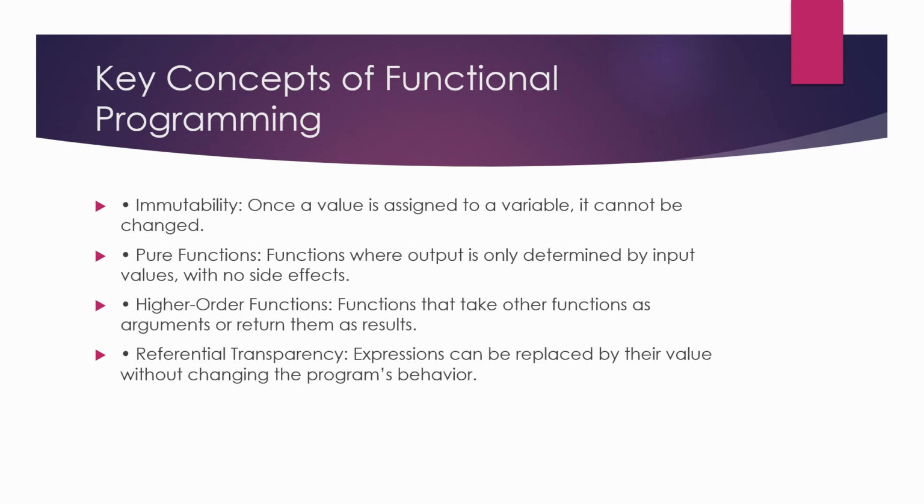Functional programming focuses on several key concepts. First, immutability means that once a value is assigned to a variable, it cannot be changed. Second, pure functions are those that always return the same output for the same input with no side effects. Next, we have higher-order functions, which take other functions as arguments or return them as results. And finally, referential transparency, which allows us to replace an expression with its value without changing the program's behavior.